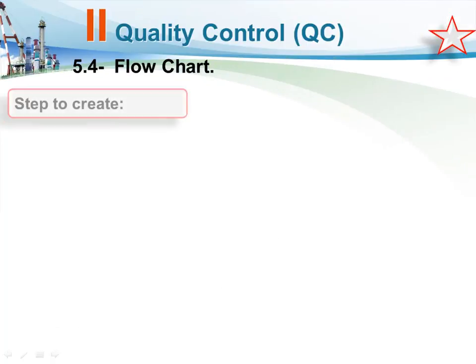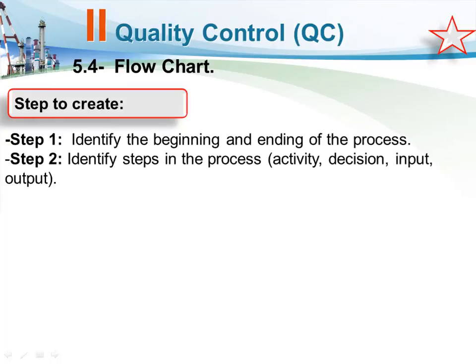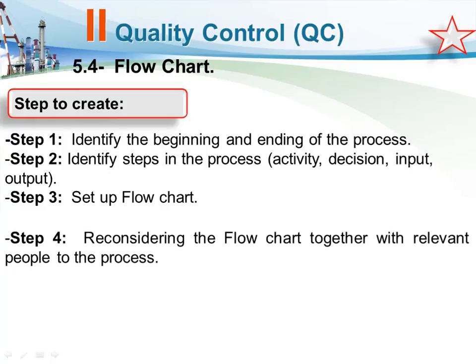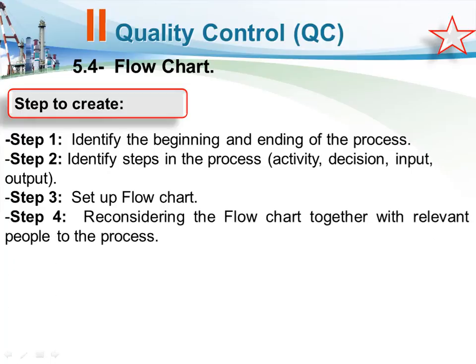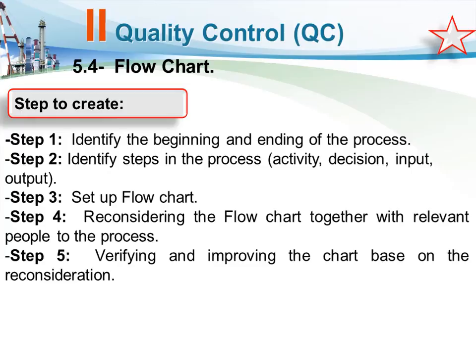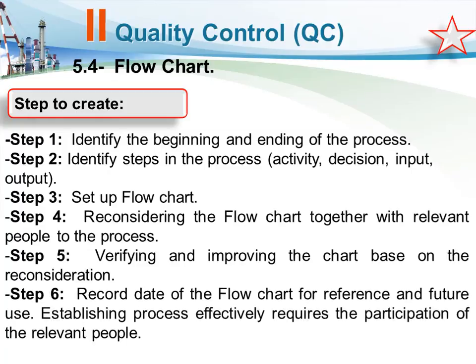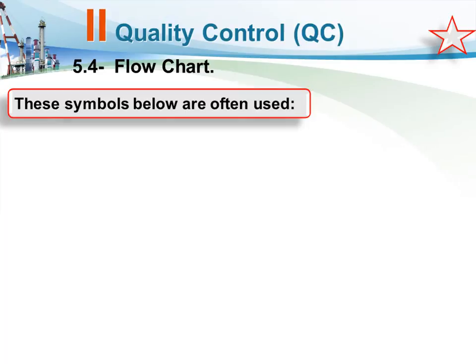Step 1. Identify the beginning and ending of the process. Step 2. Identify steps in the process, such as activity, decision, input, output. Step 3. Set up the flowchart. Step 4. Reconsidering the flowchart together with relevant people of the process. Step 5. Verifying and improving the chart based on the reconsideration. Step 6. Record the date of the flowchart for reference and future use. Establishing the process effectively requires the participation of the relevant people.